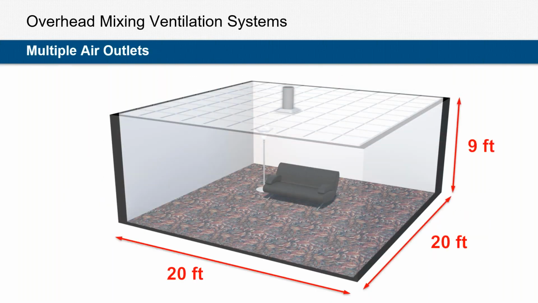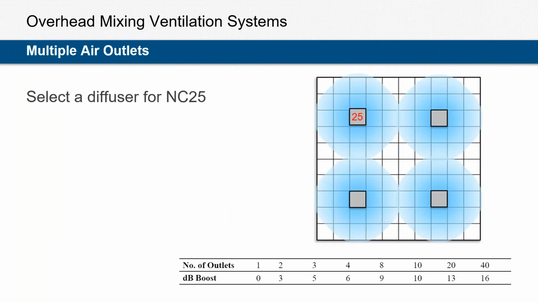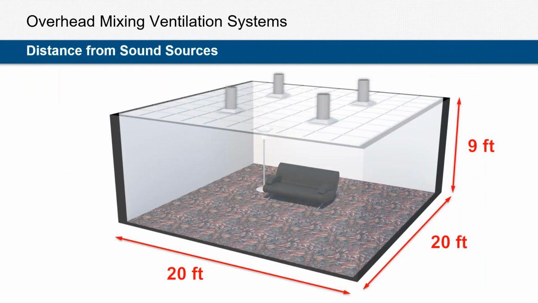So we looked at one outlet. What do we do if we have multiple outlets? How does that impact my sound? And this is a table, again, I've seen it many times in ASHRAE documents. This one happens to be from the Price handbook, and it looks at the number of outlets and what impact that would have. How much does it increase the sound level in the space if I have more than one diffuser? So if I have 4 diffusers, all selected for NC25, I would sum those up, and it would be 6 dB higher. So those 4 NC25 diffusers result in a sound level of NC31 in that space.